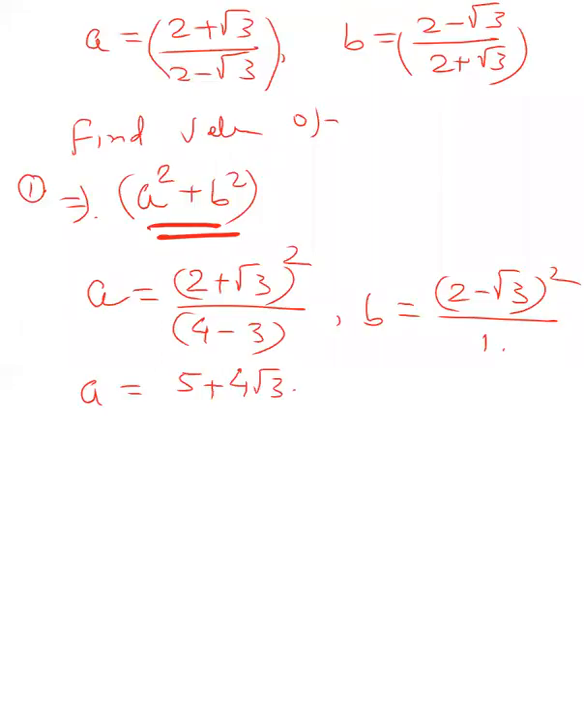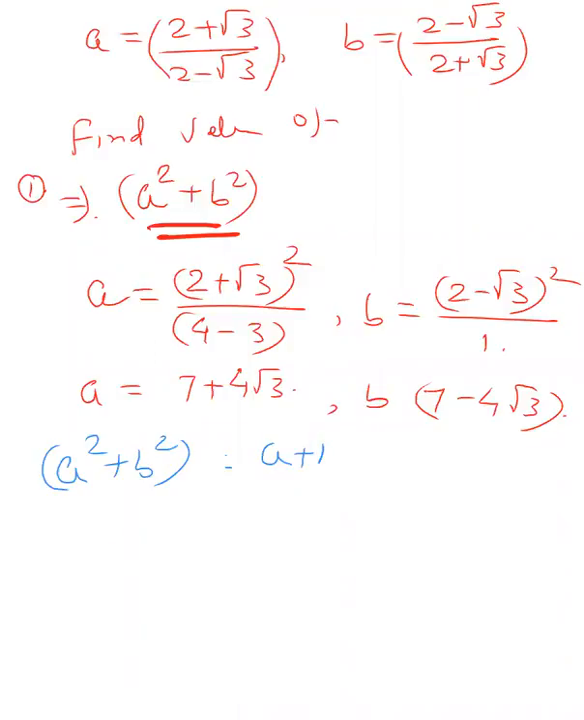Right? In fact, this is 7, and B is coming as 7 minus 4 root 3. With the formula, when we have to find A square plus B square, what we can do is (A plus B) the whole square minus 2AB. I'll use that formula.